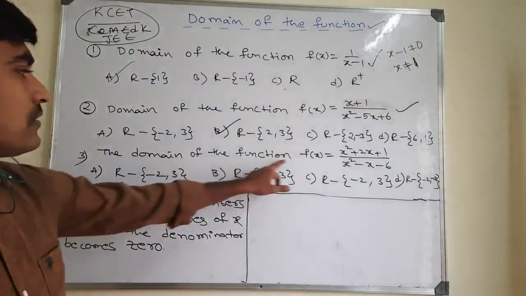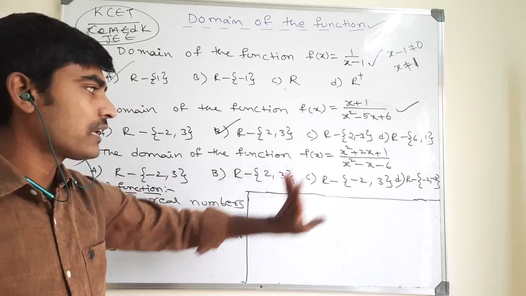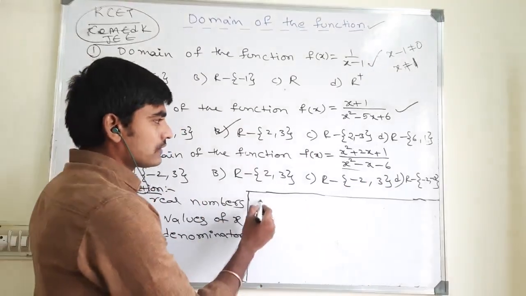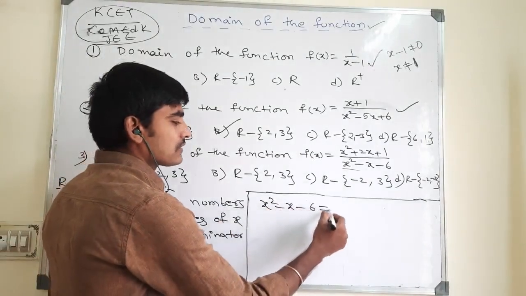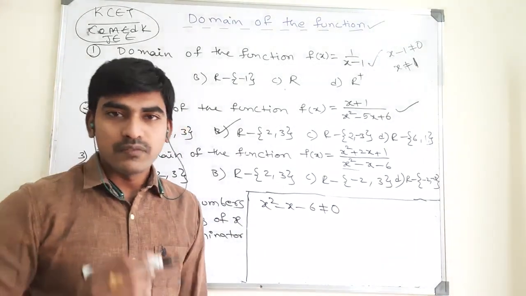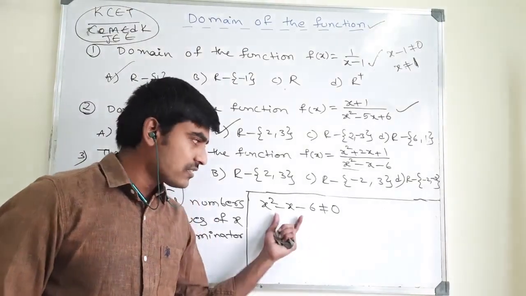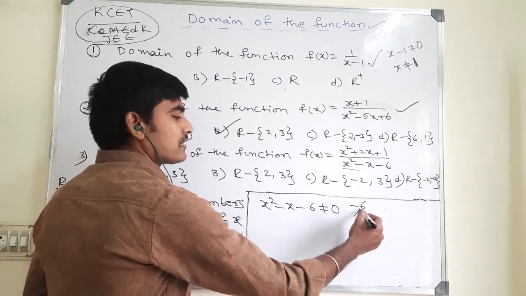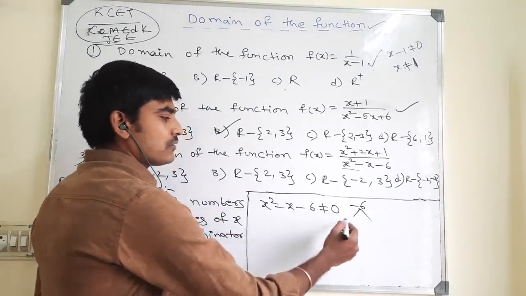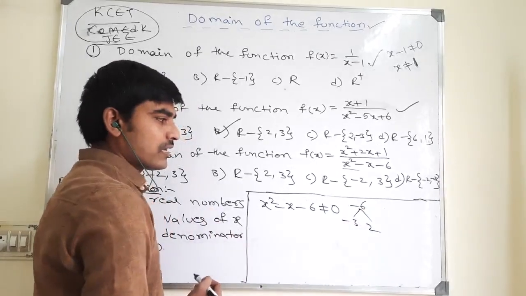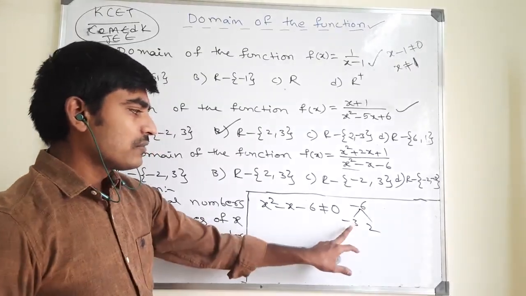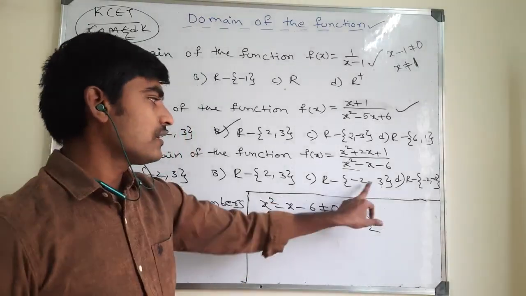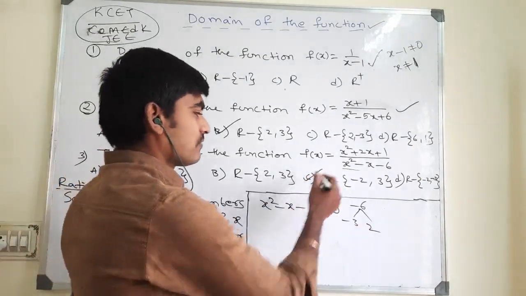Now the third question. It is also a rational function. If you have a rational function, I will write the denominator value like this: x square minus x minus 6 is not equal to 0. Then what should I do? Just basic calculation. 1 into minus 6 is minus 6. Then minus 3 into 2. Those are the roots. Then directly you can say 3 and minus 2. So this is the answer.